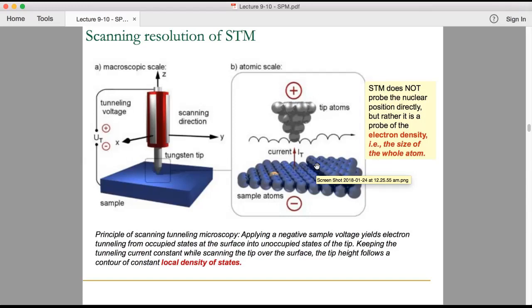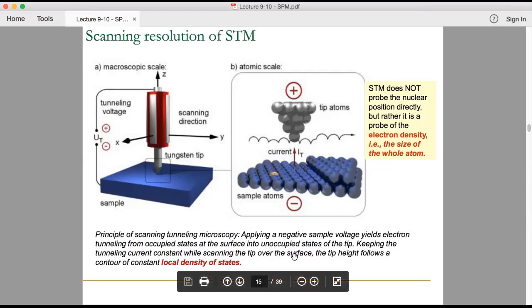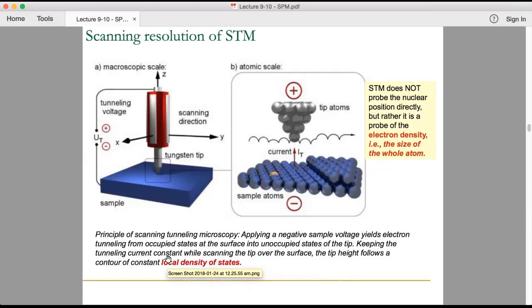Keeping the tunneling current constant while scanning the tip over the surface, the tip height follows the contour of constant local density of states. So if it encounters a different atom, that means a different electron density, that will create a change in the current. Here it says keeping the tunneling current constant. So if you feel that the current is higher, you will adjust, you will slightly increase the distance so that the current is reduced back to the constant level.